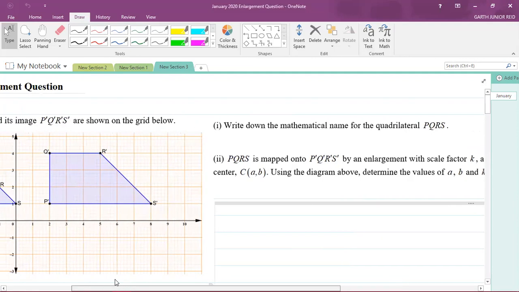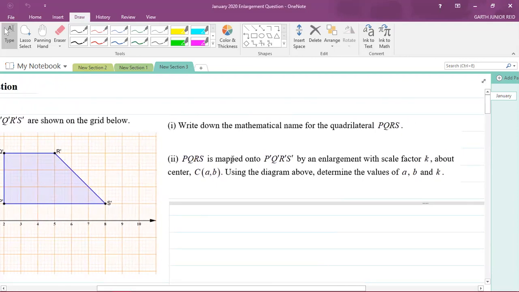Okay? All right, so what I'm going to do is for part 1, we're going to look at the diagram given and write down the mathematical name for it. Okay, and then for part 2, to determine the center and the scale factor K, I'm going to use my mathematics software and guide you through the process.